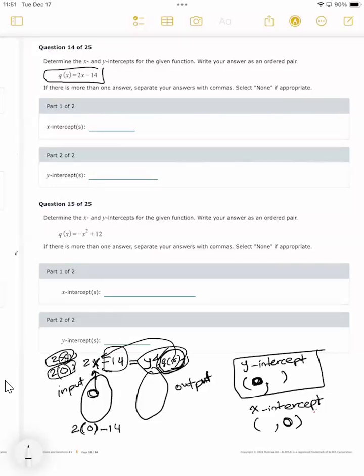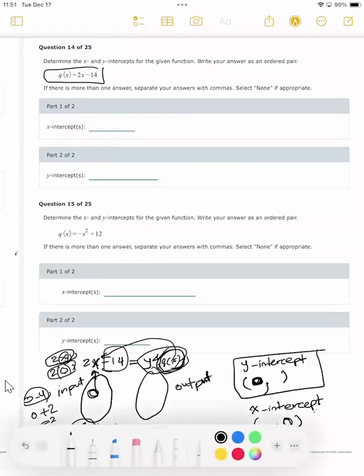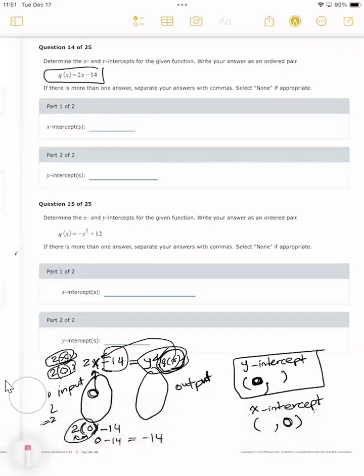And I use PEMDAS to find out what this is. You have to do multiplication first. 2 times 0 is 0. So I get 0 minus 14. 0 take away 14 is minus 14. If you have a 0, you add it to 2, you just get 2. If you have a 0, you subtract 4 from it, you get negative 4. So nothing happens when you add 0 or subtract 0 from anything.